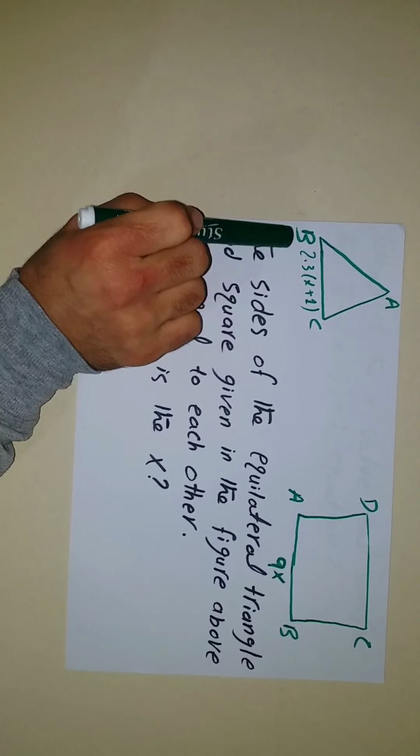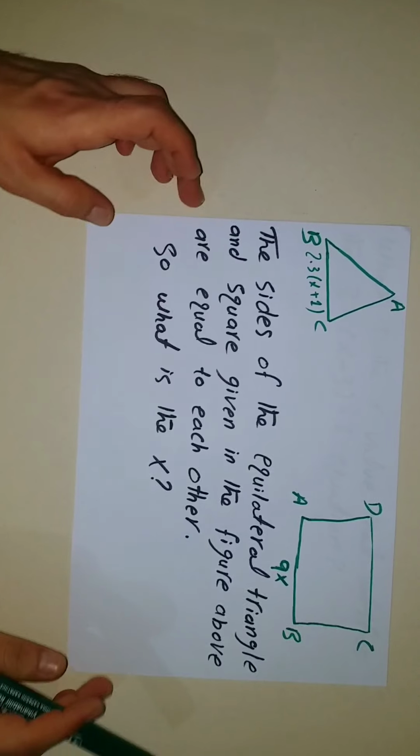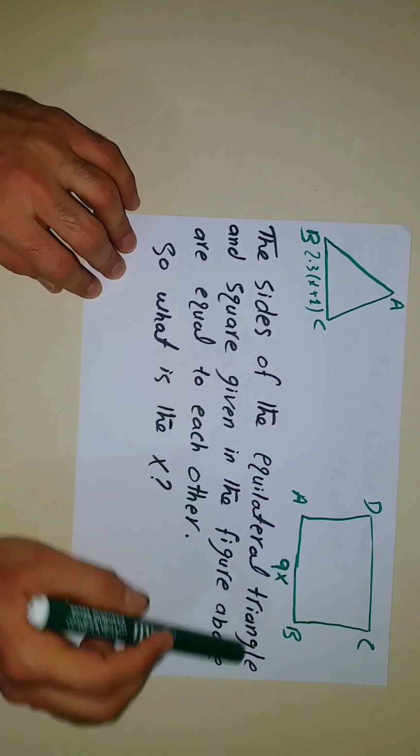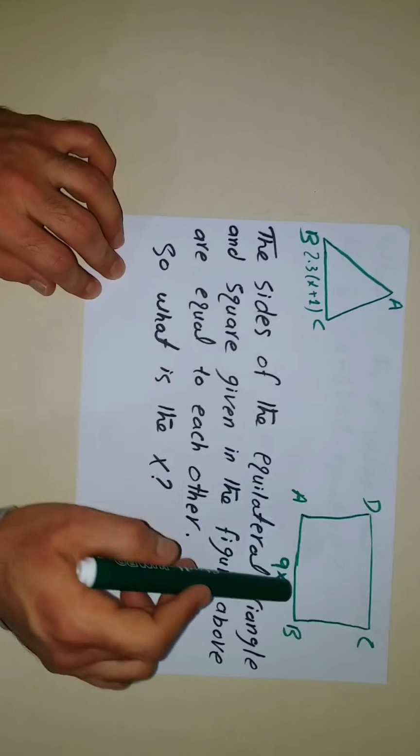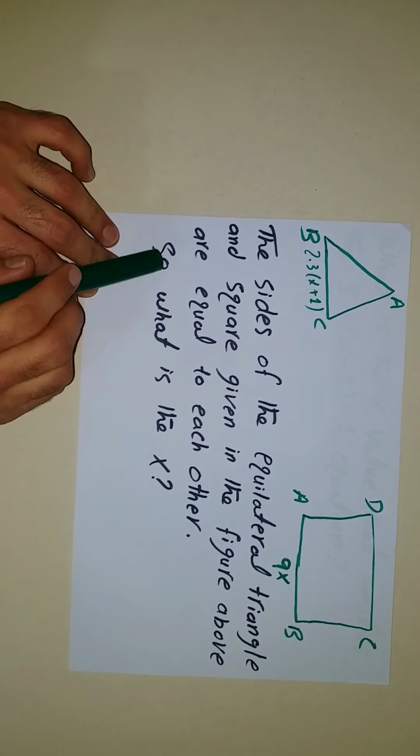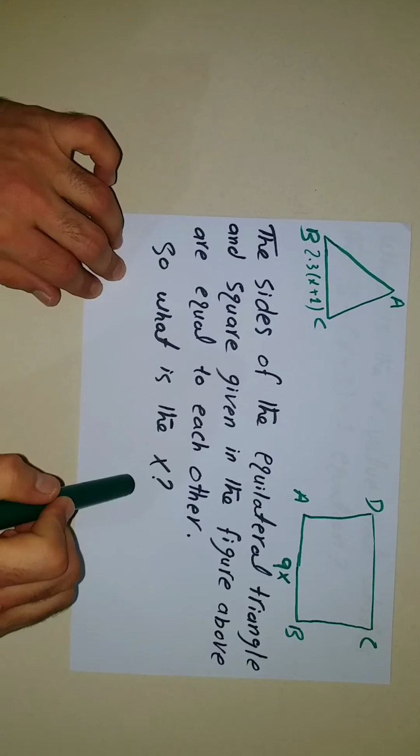It is a triangle and it is a square. So the sides of the equilateral triangle and the square given in the figure above are equal to each other. These sides are equal to each other. So what is the value of x?